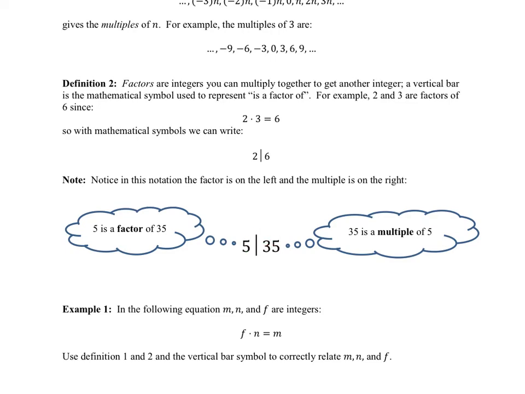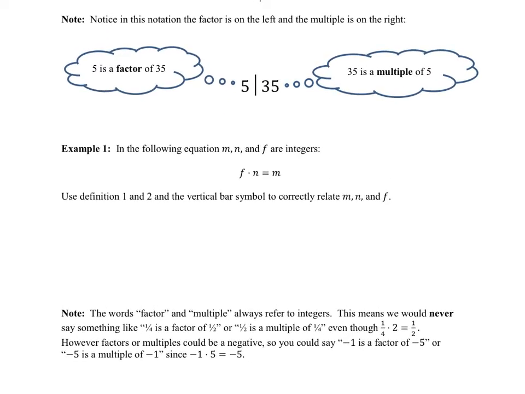So let's take a look at an example. Maybe we have two numbers. f multiplied by n gives us m. So how could we use the symbolism from above to represent that? Well, f will be our factor of the number m. And you could also write that n is a factor of m. And if you wanted to read from right to left, you could read m as the multiple of n or f.